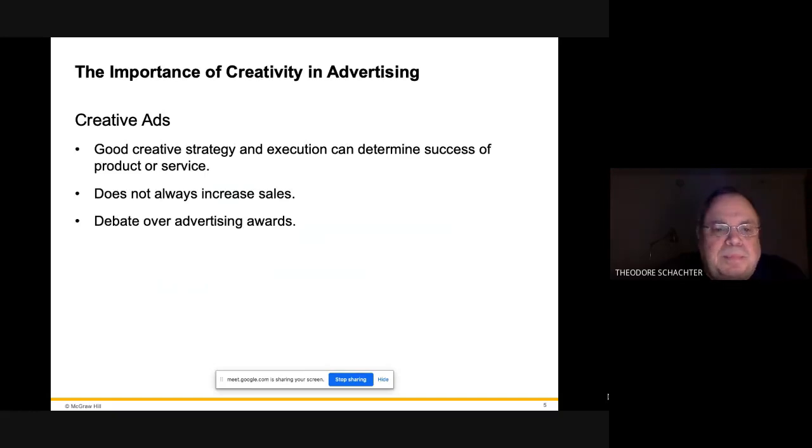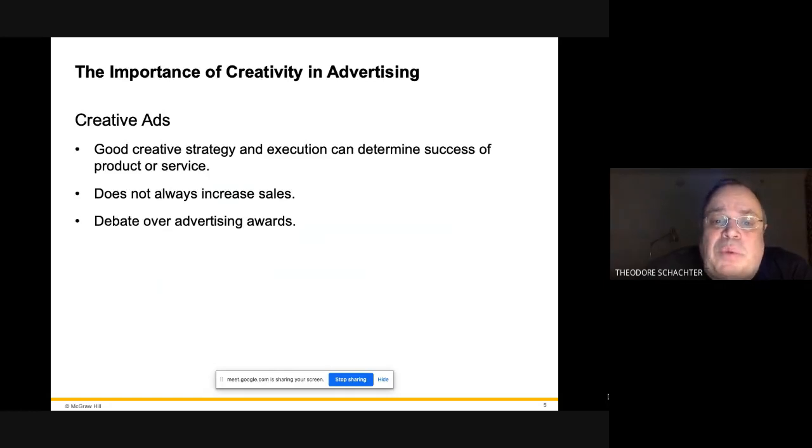So the thing about creative ads and how we define creativity is, does it meet the marketing objectives? Creativity in advertising or communications in general has one specific purpose: to activate and accomplish the marketing objectives. Remember, communications objectives are derived from and serve marketing objectives.